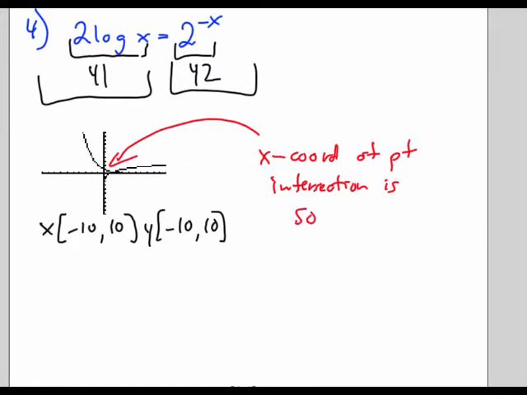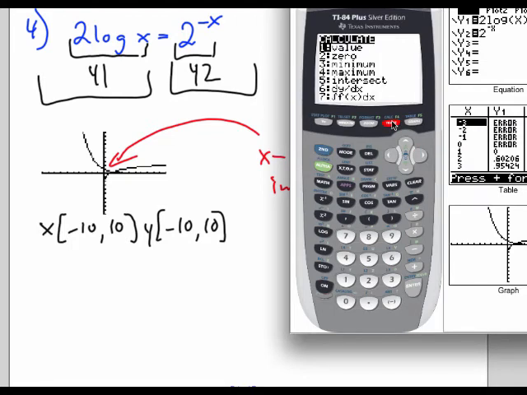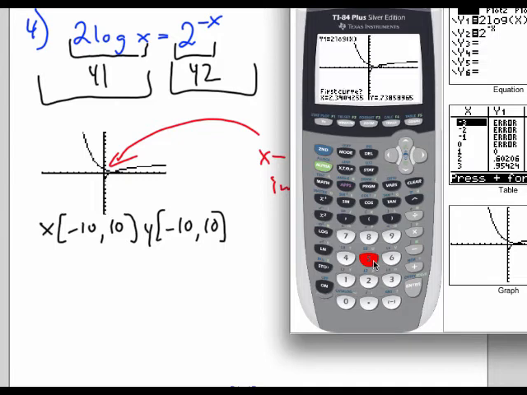is the solution. So therefore, x equals, I can use the calculator to get my intersection. Second function, calculate. Number 5 is intersection. Curve 1, curve 2, my guess, move it close to it. And so my intersection, my x value is 1.50, rounded off.